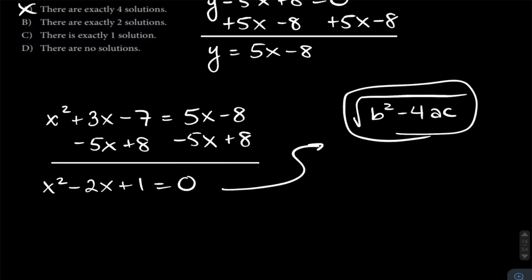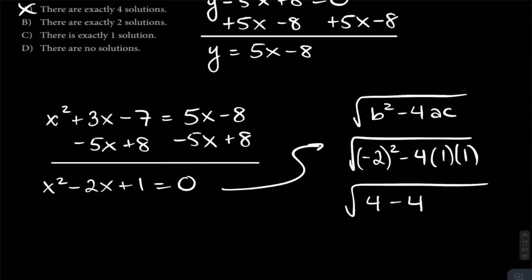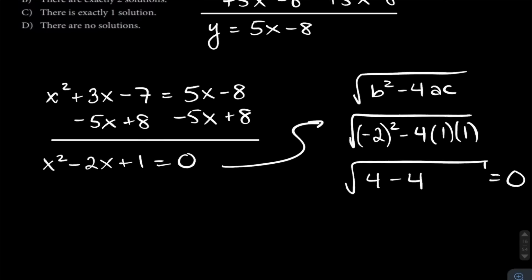So plugging in here, we know that b squared is going to be negative 2 squared, that's 4. Then we have minus 4, and a and c are both 1. So we get the square root of 4 minus 4, and that right there is 0. So we actually get one solution, as we just saw down there.